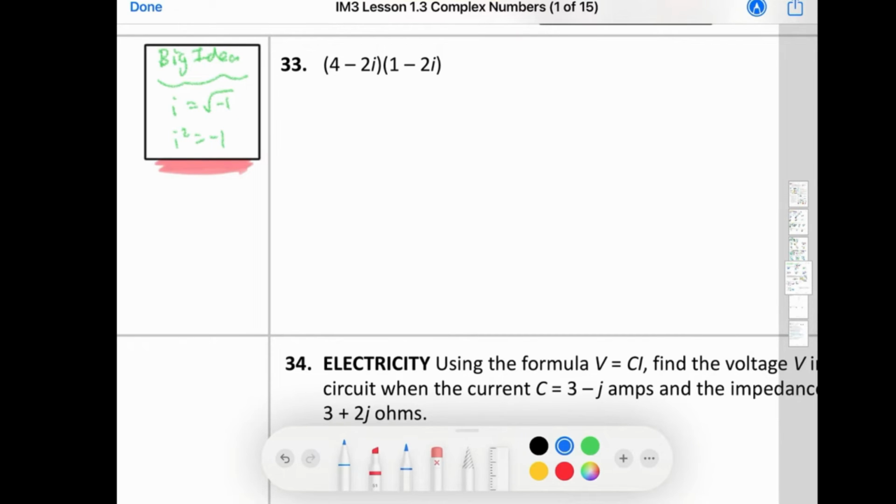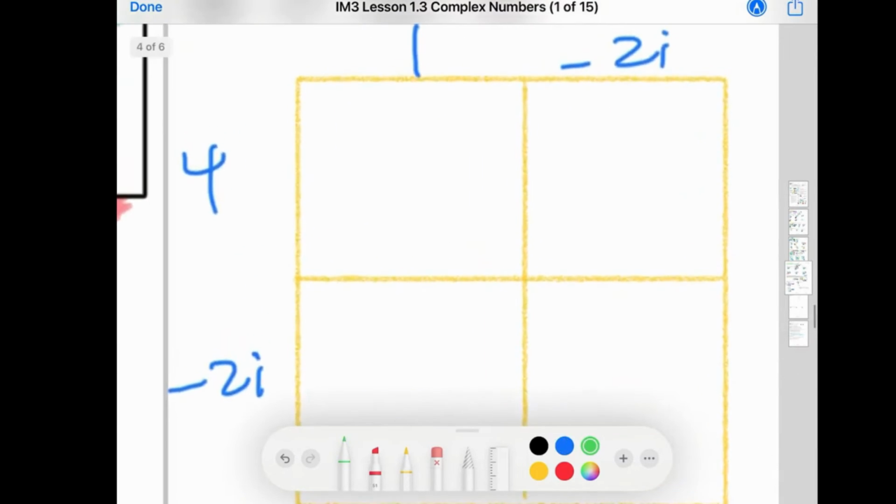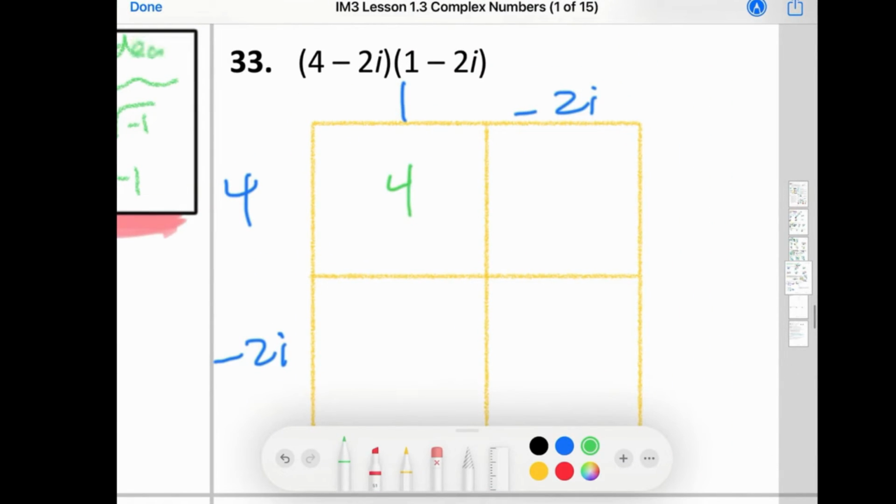33, same thing. 4 minus 2i and 1 minus 2i. So 4 times 1 is 4. 4 times negative 2i is negative 8i. Negative 2i times 1 is negative 2i. And negative 2i times negative 2i is going to be positive 4i squared.